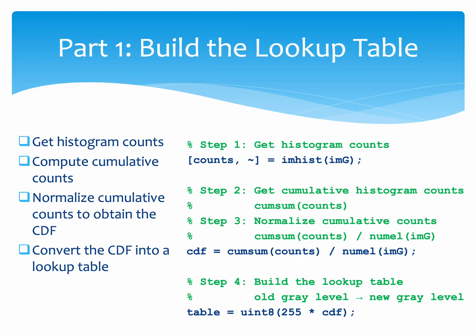Now let us begin with Part 1, which is to build the lookup table. First, we get the histogram counts of the input image. Next, we compute the cumulative histogram counts by using the cumsum function. Then, we normalize the cumulative counts by dividing them by the total number of pixels. The result is the CDF. Finally, we convert the CDF into a lookup table. In other words, this lookup table tells us how each original gray level should be converted to a new gray level. So, after Part 1, the transformation rule is ready.